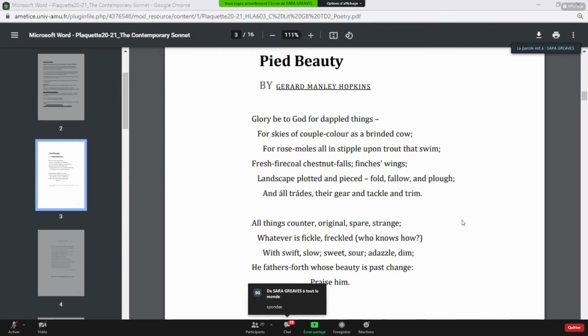For rose, moles all in stipple upon trout that swim. Fresh fire coal, chestnut falls. There you've got fresh fire, beginning with the spondee there. And then chestnut falls. They're very rich words, even though the alternation is respected. Nevertheless, the words are very strong, very rich in meaning. Fire, coal, chestnut, falls. It's tempting to stress them all. Finch's wings and so on.